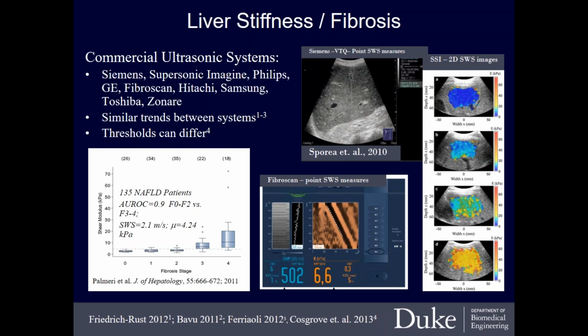And one of the interesting things that has come from systems becoming available to clinicians is that while there are similar trends, as shown on the left, of increasing shear modulus or shear wave speed or Young's modulus with fibrosis stage, there are some challenges in finding thresholds of speed or modulus that correspond to a specific fibrosis stage, or in having multiple systems report slightly different numbers when imaging the same patient.